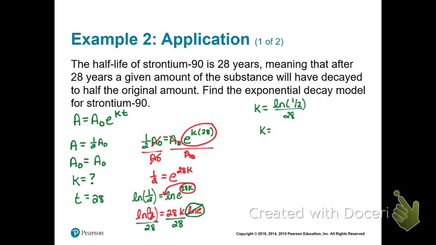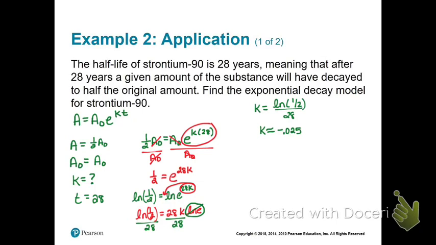Let's find approximately what K is. All right, so we got approximately negative 0.025. Why is K negative on this one, but it wasn't on the previous one? Because I'm decaying, and so my K needs to be a negative number. If I'm growing, like the population was growing in example 1, then I need a positive K. But we're decaying here. It's getting smaller.